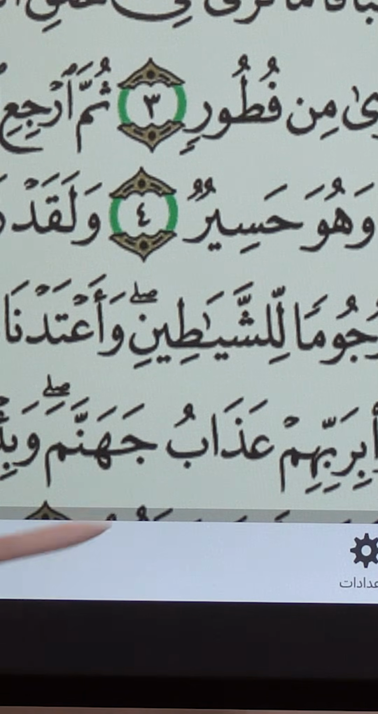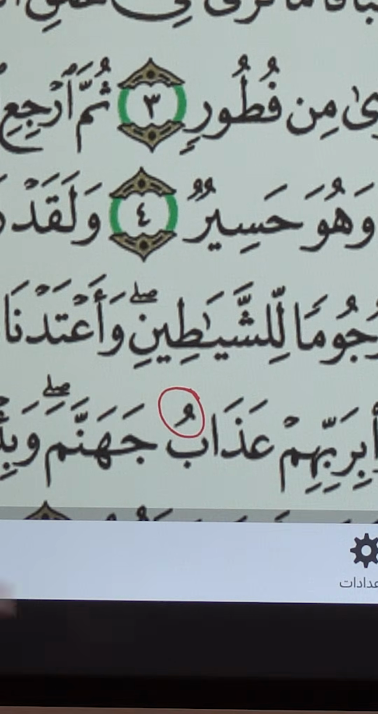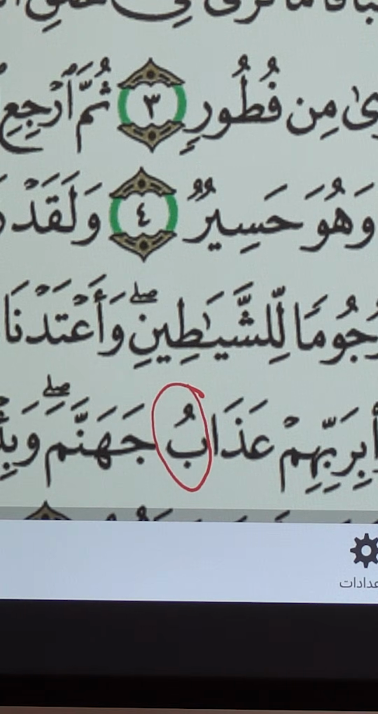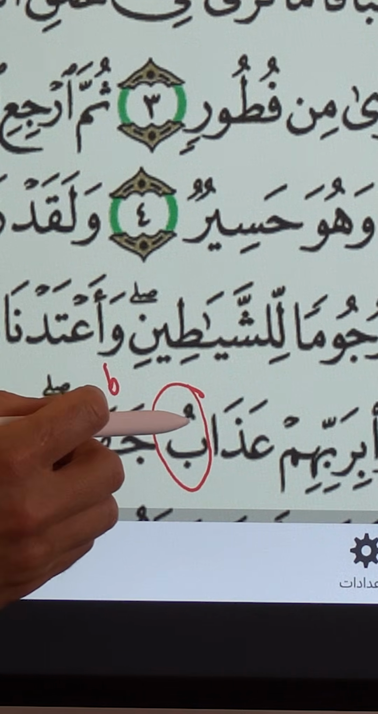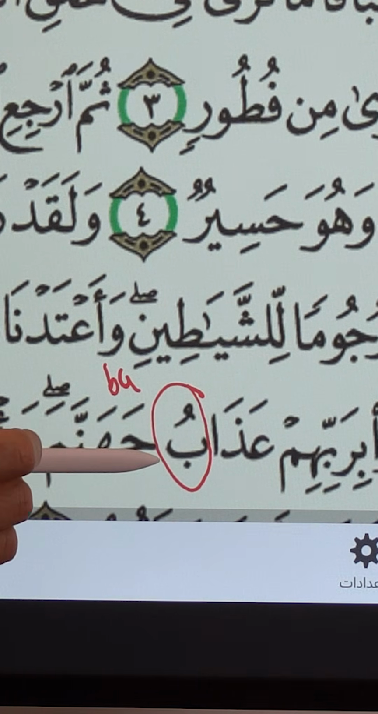Here we see another ba, but let's identify this haraka. Which haraka is this? This is a loop shape written above a letter, which is called the dhamma. And it sounds like the English U. So together, how would we read this letter with its haraka? For the letter ba, it would be a B sound. For the dhamma, it would be a U sound. So we would read this as boo.